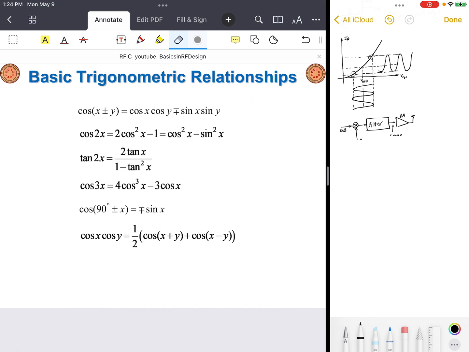Throughout this course, whenever needed, we are utilizing some trigonometric relationships in order to perform the linearity analysis. I have summarized a number of important trigonometric relationships here that time and again I'm going to be referring to in order to perform the analysis of the systems.